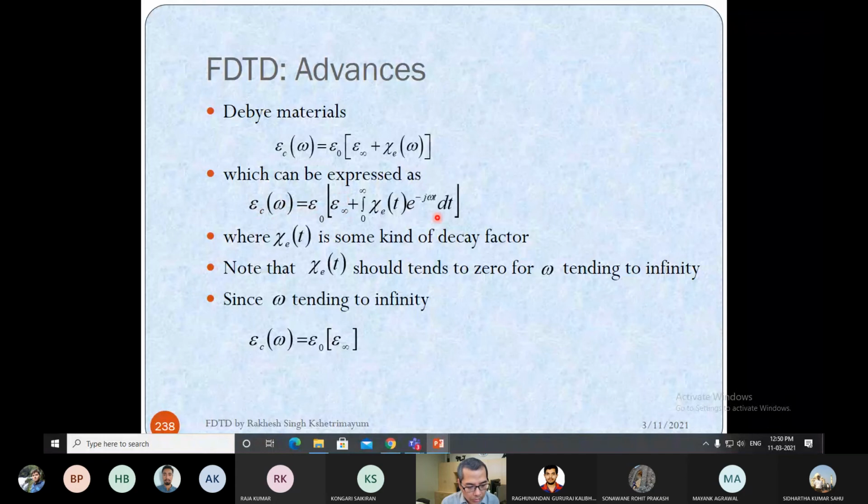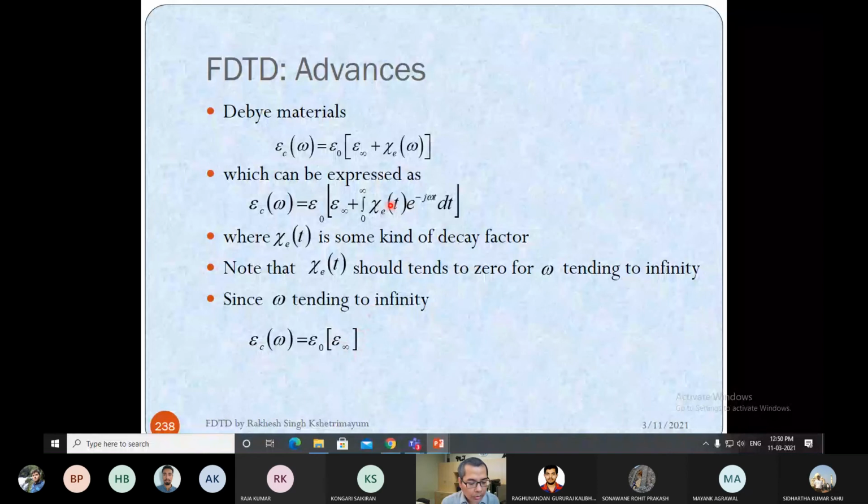This term is going to become 0 when omega is tending to infinity. So looking at this, what we actually see is that chi e t should be tending to 0 for omega tending to infinity. Then only this term will become 0. Then at omega tending to infinity, epsilon c omega will be equal to epsilon 0 into epsilon infinity.